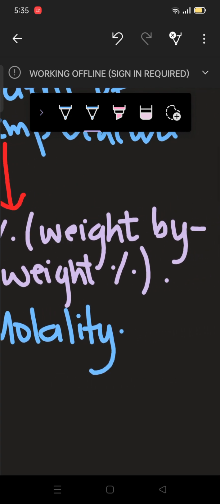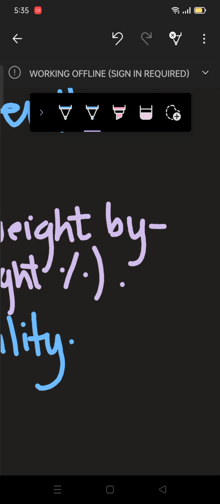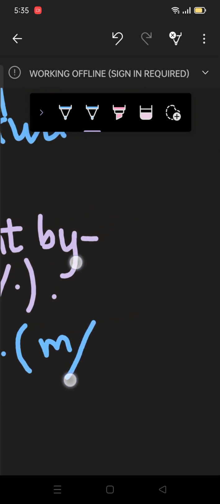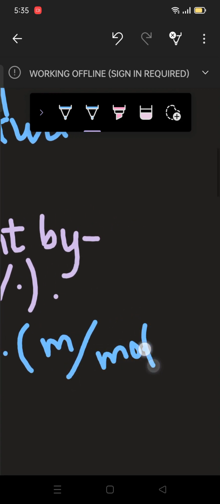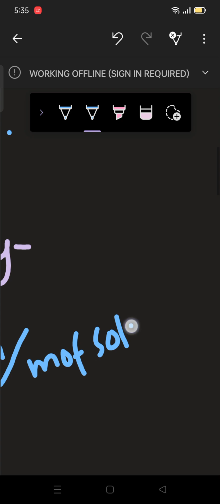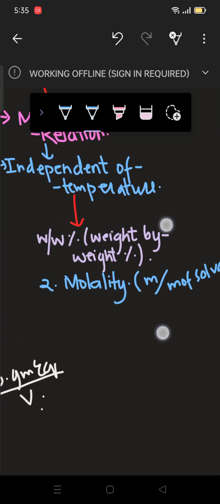Of course, I'm not going to tell you in very much detail for now since we'll be deep diving into it. But for now, I can tell you guys a formula. So the formula of it would be mass of solute upon mass of solvent, that too in kg, right?